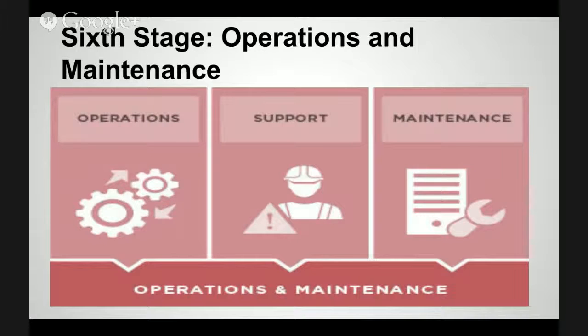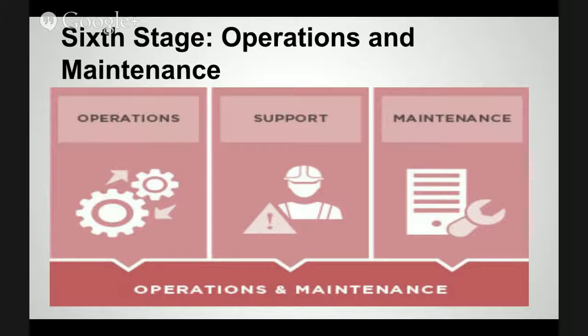The sixth one is operations and maintenance. The system becomes operational during this phase. The emphasis during this phase is to ensure that sponsor needs continue to be met and that the system continues to perform according to specification.